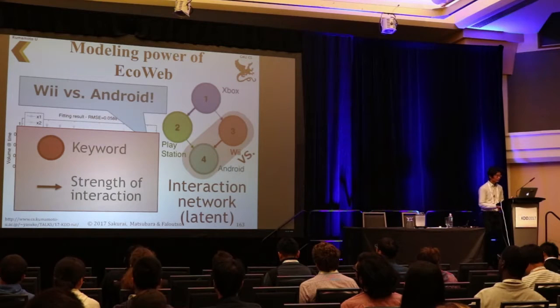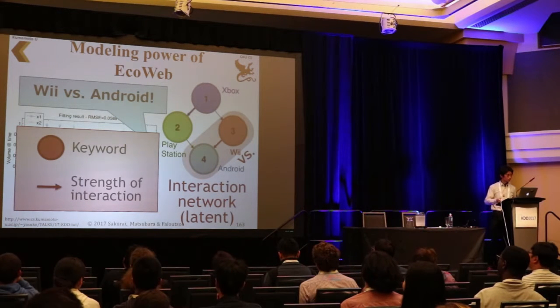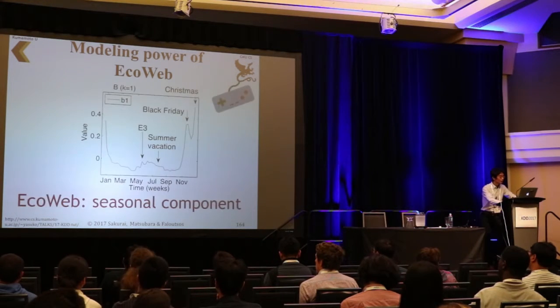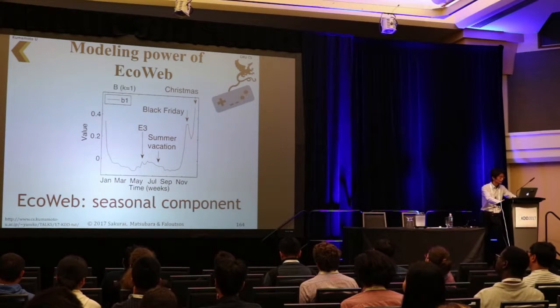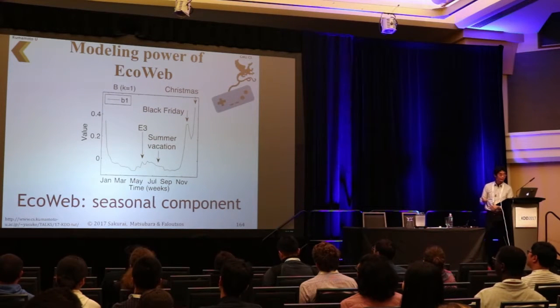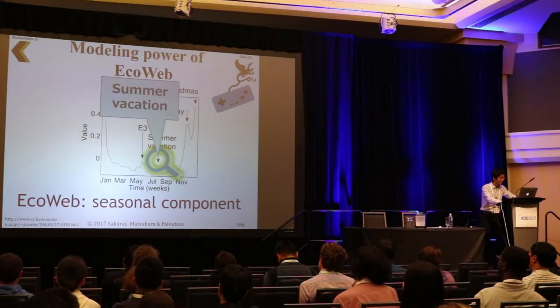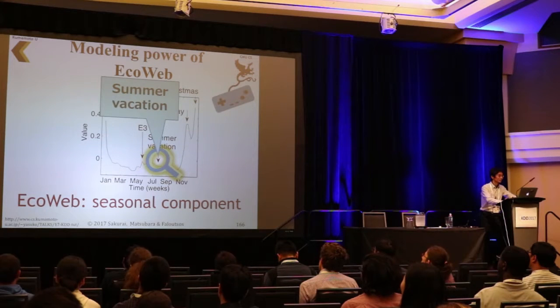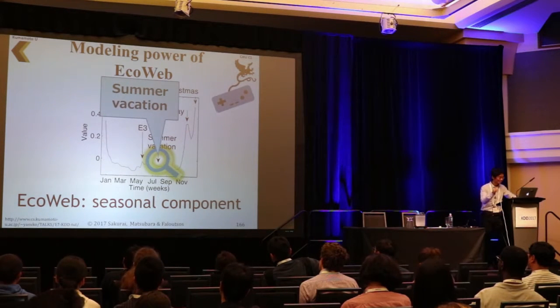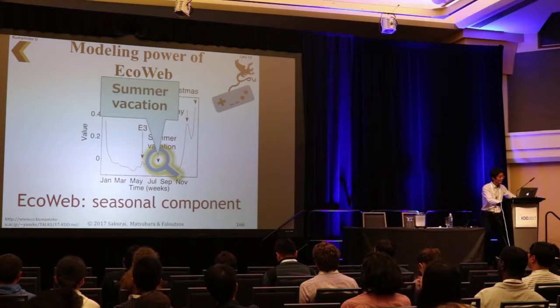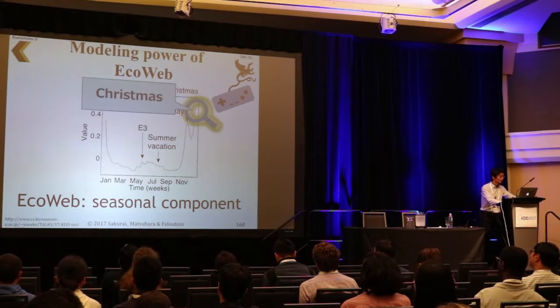Okay. The circle shows the keyword for Google Trends, and it shows the competition between Wii and Android. The arrow shows the strength of interaction. Okay. And we can also find the seasonal component for the 4 keywords, game consoles. This one shows the E3, Electronic Entertainment Expo in June. And also summer vacation, because, for example, students are really interested in games, so that's why in summer vacation the activity of game consoles increases. Okay, and the next one is Black Friday and also Christmas.